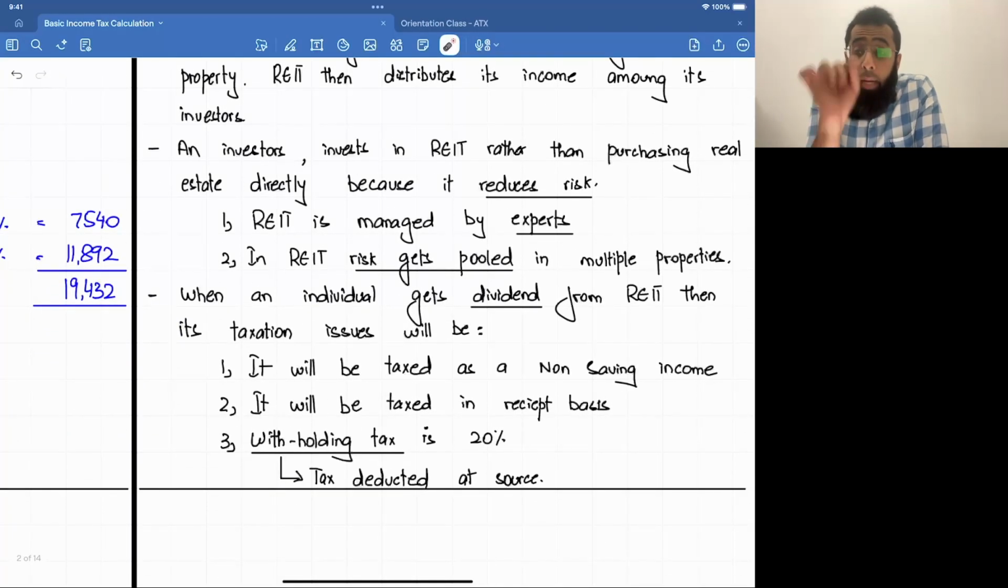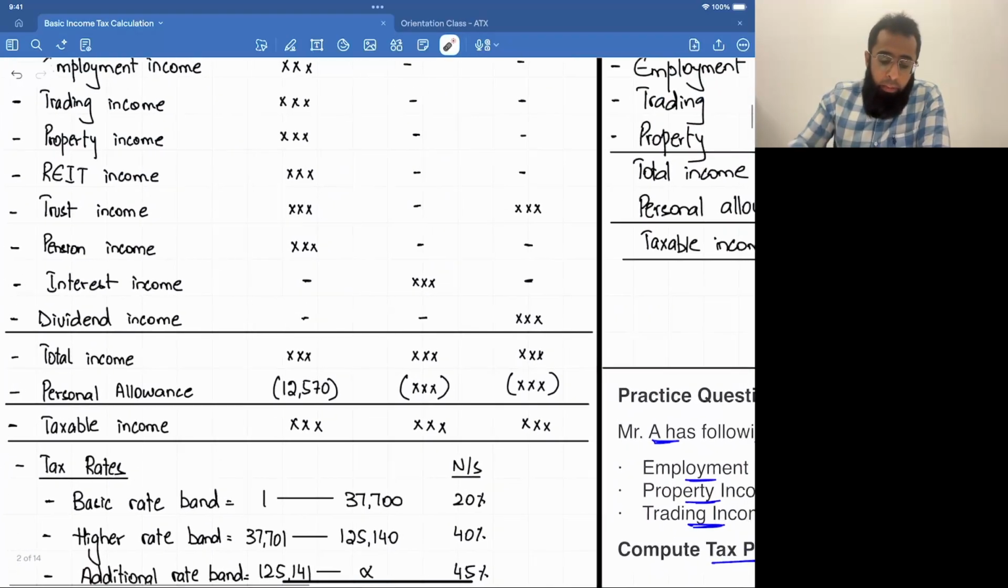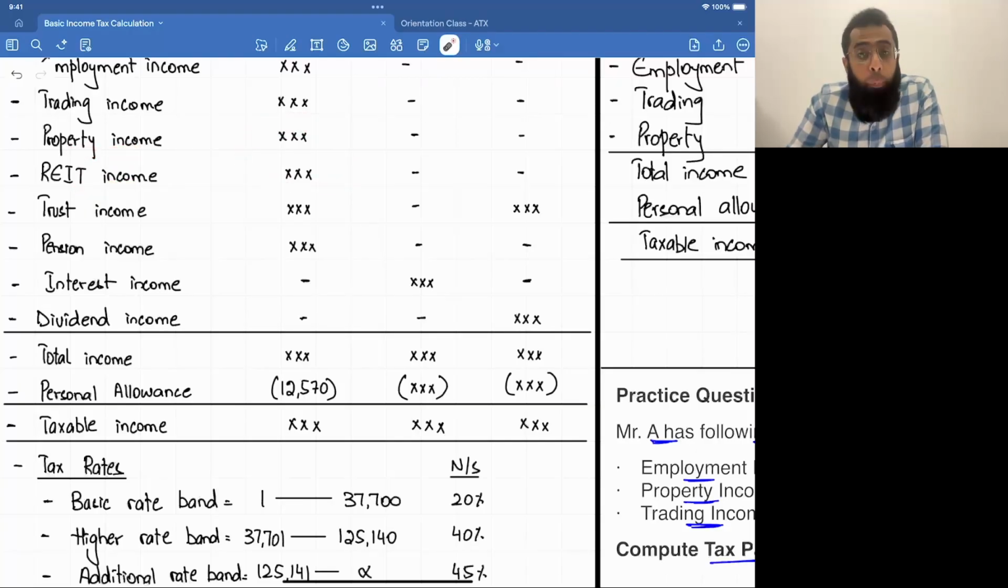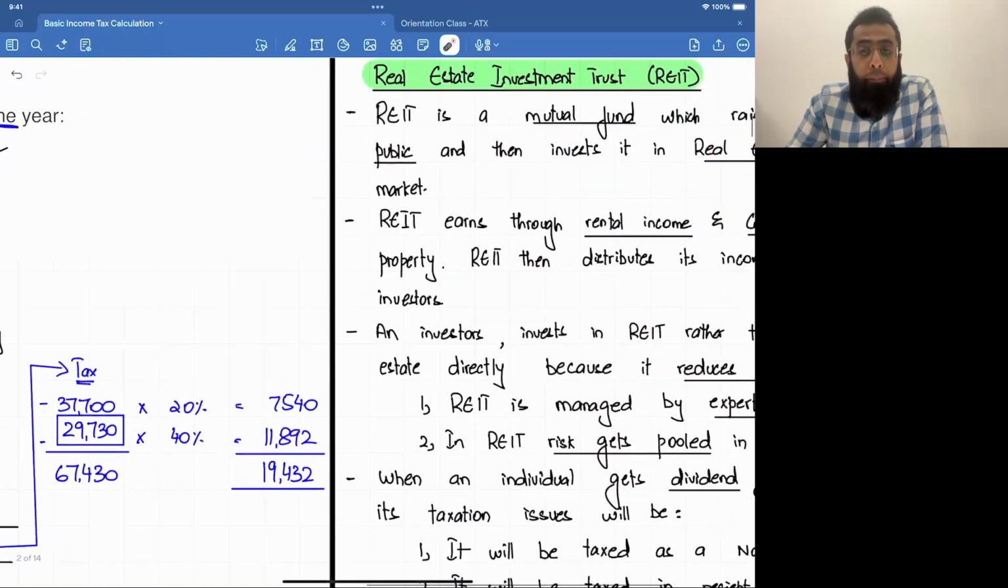Now, the amount coming into your account will be named as dividend. Even in the exam question, it will be referred to as real estate investment trust dividend. But for tax purposes, you will not tax it in the head of dividend. Why? Because the tax department says that it is like property income, like rental income, because the real estate investment trust is earning from the property market. So that's why it will be taxed like property income in the head of non-saving income.